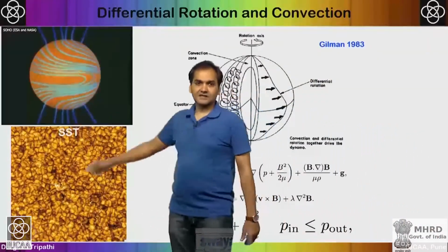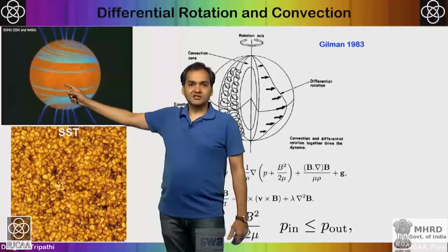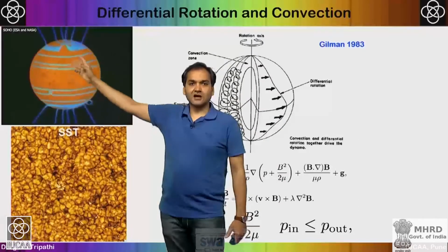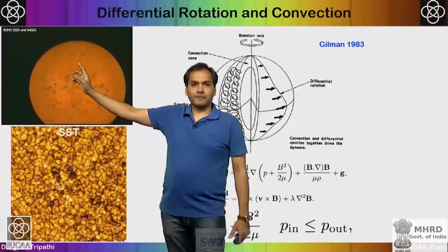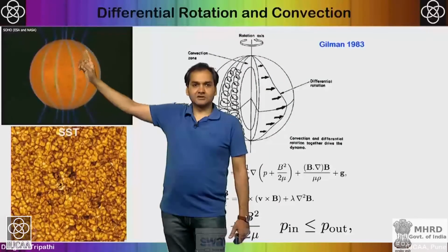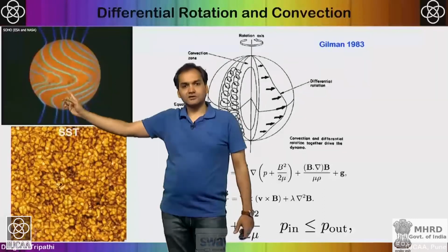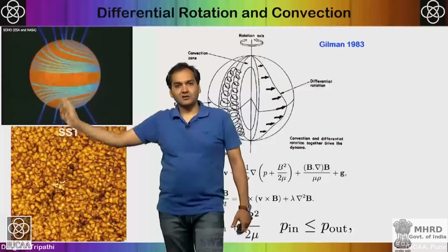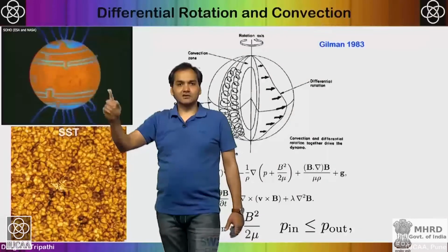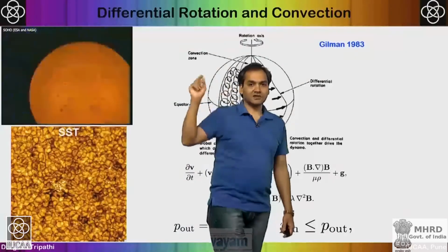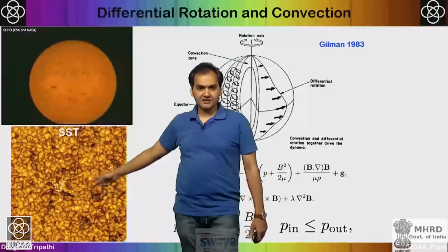And this is again a cartoonish representation. In the beginning you had only the north pole and south pole, the poloidal field rotating faster. So, you make the whole poloidal field into a toroidal field, and then the toroidal fields pop out and make sunspots.